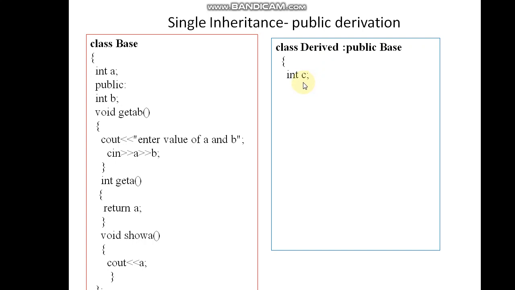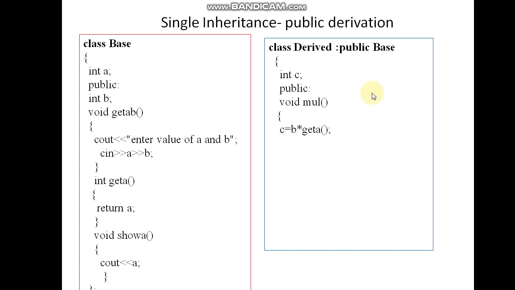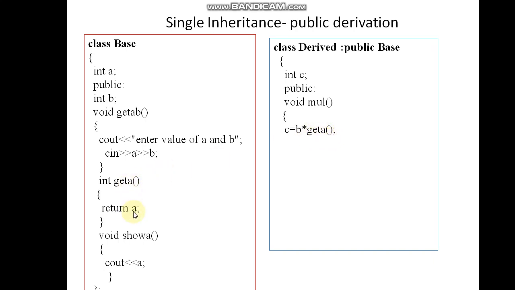C is a private data member. Public members are the multiplication function, which calculates the multiplication of B and A. As A is a private member, it cannot be accessed in the derived class. We have a function getA. The getA function returns the value of A, which will be multiplied with B, and the result will be stored in C.